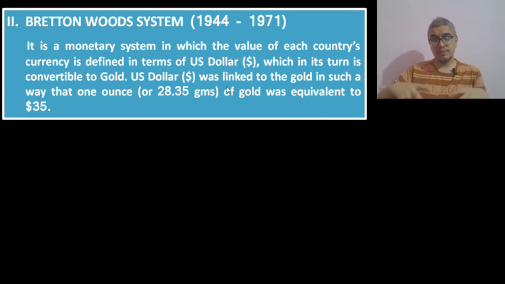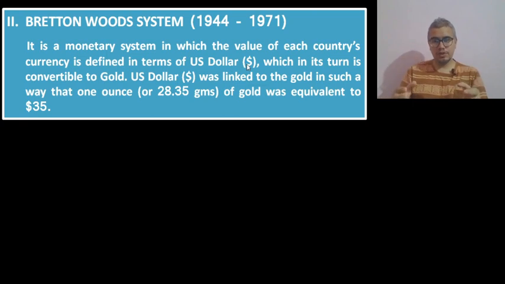So the US dollar emerged as a universally acceptable currency after the Second World War. So all the representatives who attended this Bretton Woods conference in 1944 decided that from now onwards, we will define each country's currency. We will define Indian rupees, British pound, Chinese yuan, Japanese yen, Bangladesh's taka in terms of US dollar.